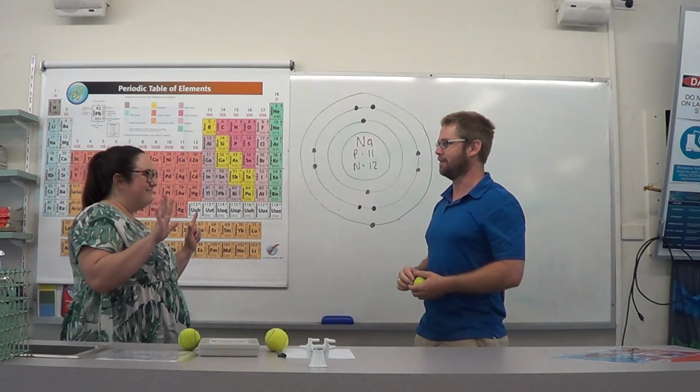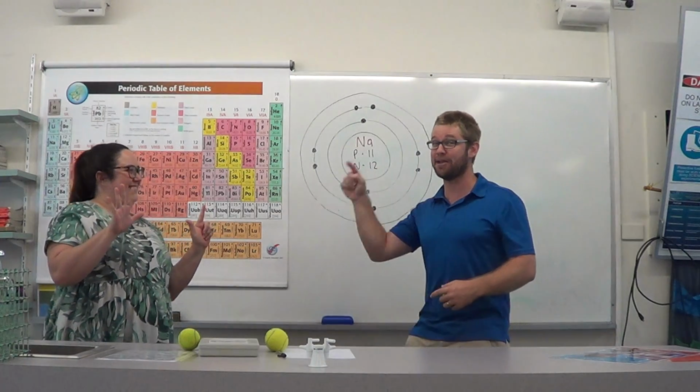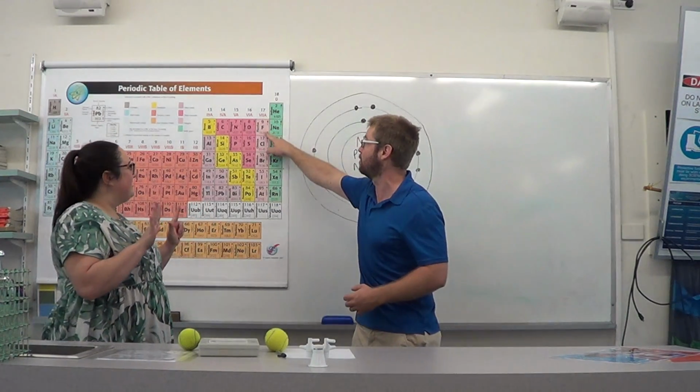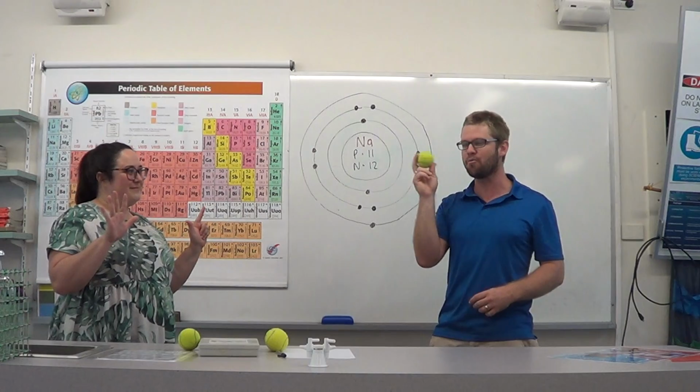So how many more do you need? One more, right? If she gets one more electron, she will be stable and happy because she will have a full outer shell. Now I happen to have one electron that I don't want.